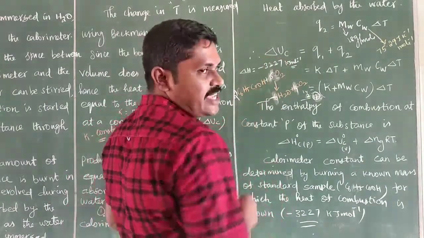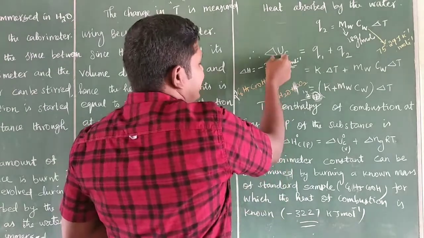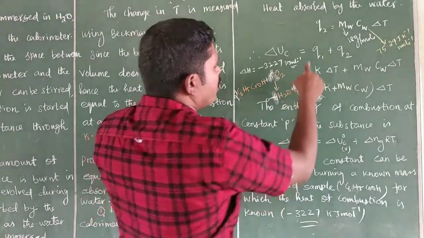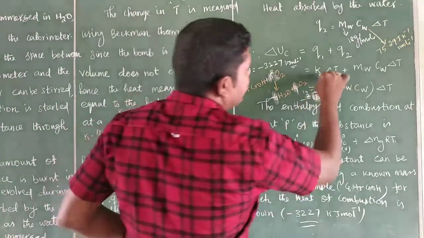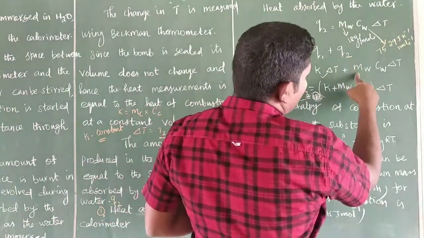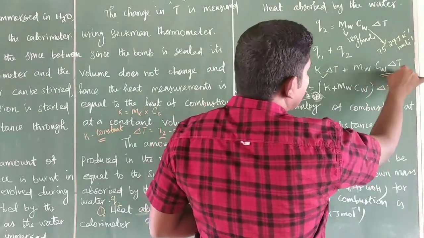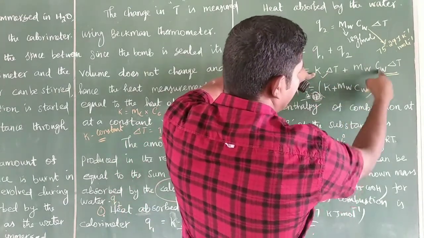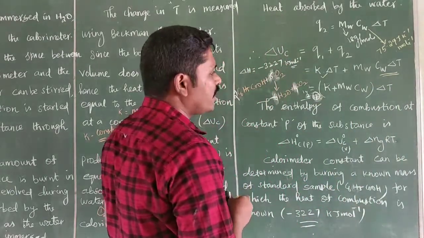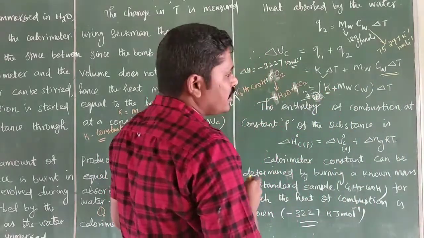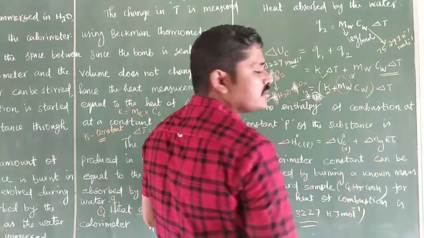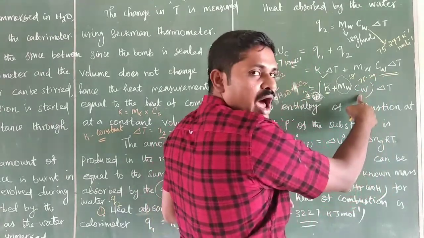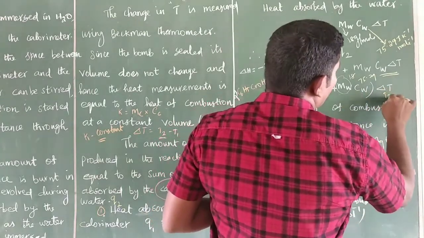Right? The internal energy change, delta U, is equal to Q1 plus Q2. Q1 is equal to K into delta T, and Q2 is equal to M_W C_W into delta T. So taking delta T common, K plus M_W C_W into delta T. K is the calorimeter constant, M_W is the molar mass of water, and C_W is 75.29 joule Kelvin inverse mole inverse, the molar heat capacity of water, and delta T is T2 minus T1.